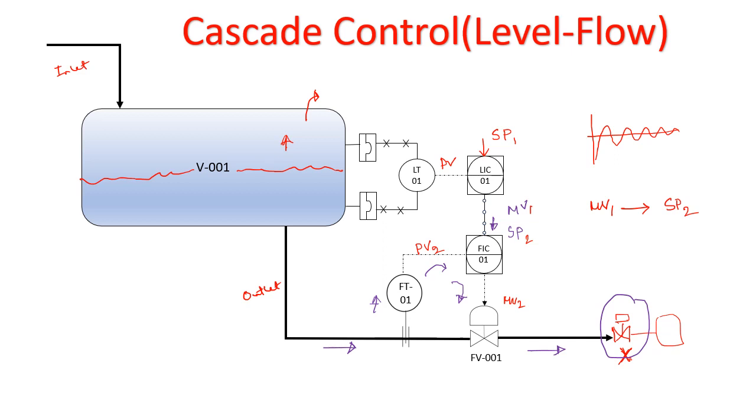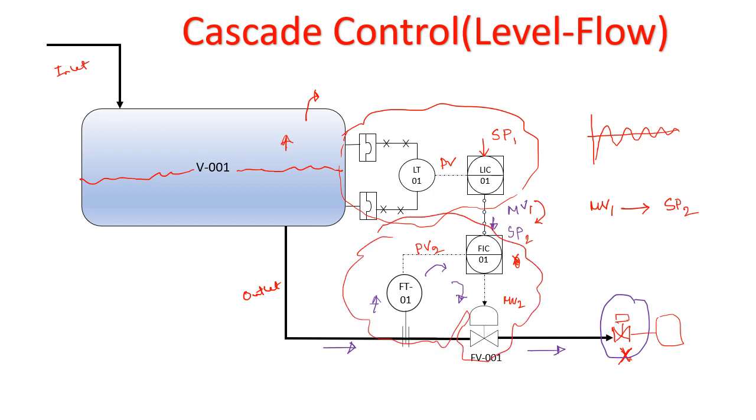If there is no disturbance, flow will remain the same and there will not be much of an action this FIC will do. It will simply pass on this MB to SP2, right? Okay. And this is the way it is depicted in the P&ID also. You see there is a controller here. So this is the first controller here. And this is the second controller here, or second control loop here.